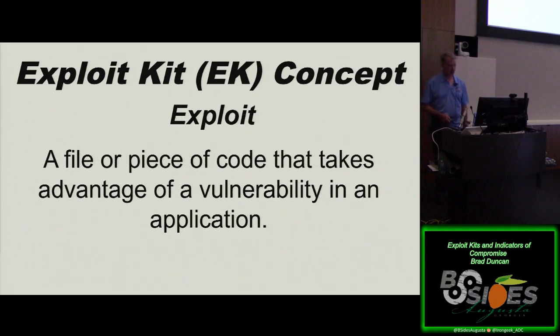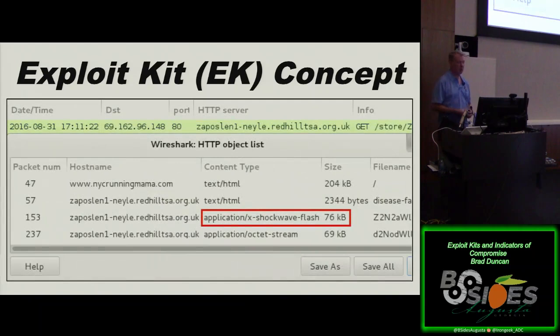An exploit is a file or a piece of code that takes advantage of a vulnerability in an application. A file or a piece of code. So I can go into a packet capture of traffic that I've collected, open it up in Wireshark, scroll through trying to export some of the HTTP objects, find a Flash file, export that because in this case I know it's a Flash exploit, and there it is.